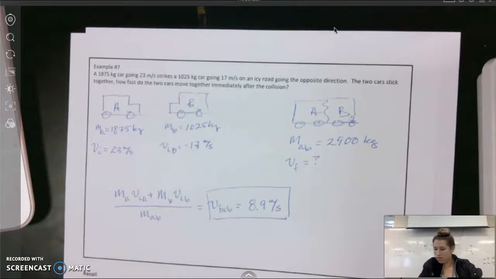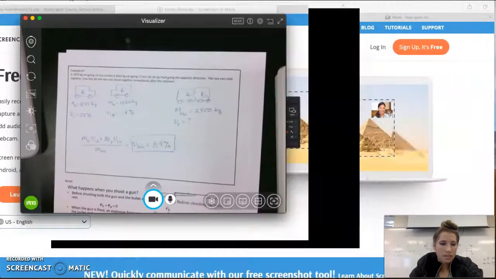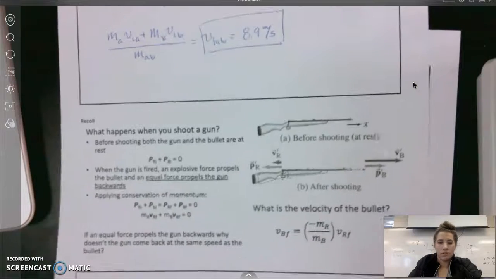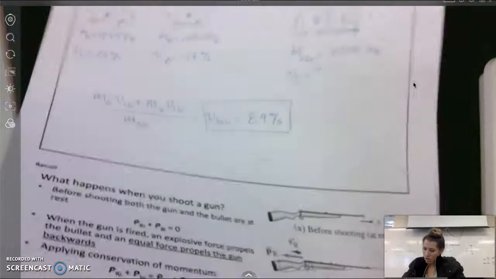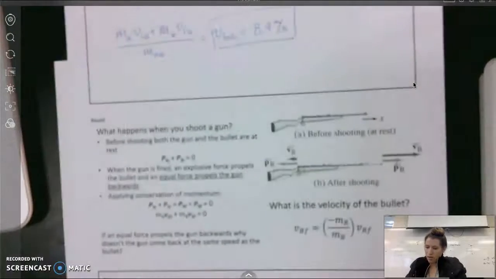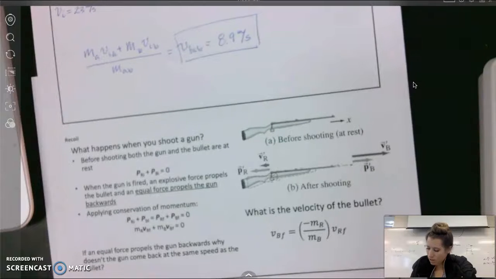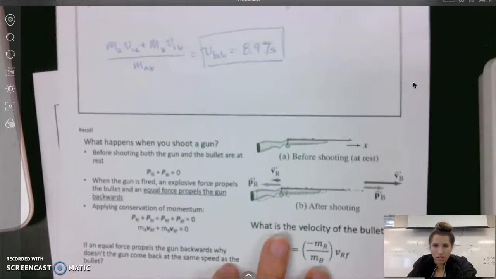Nice. Okay, what are we at time-wise? Okay, so we're going to talk about recoil, and then we just have one more example and then our last little kind of summary for today.